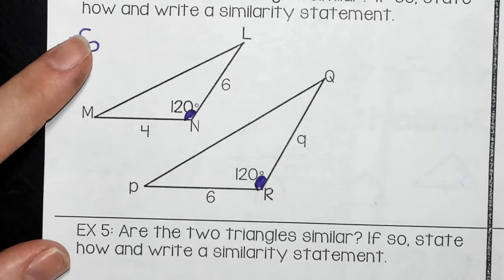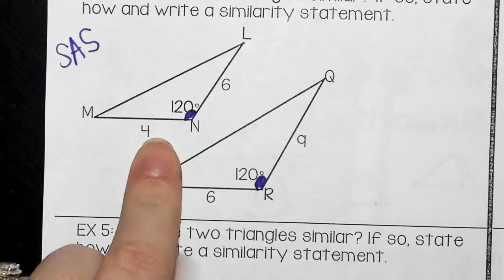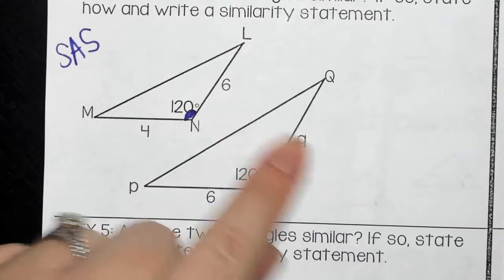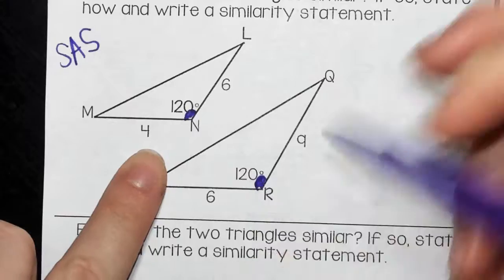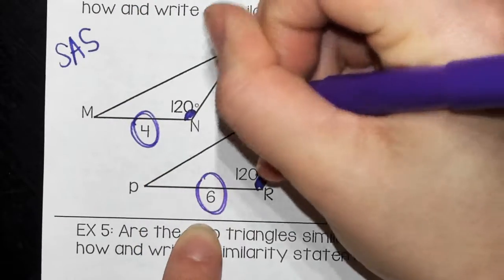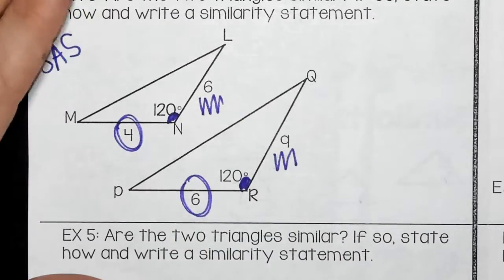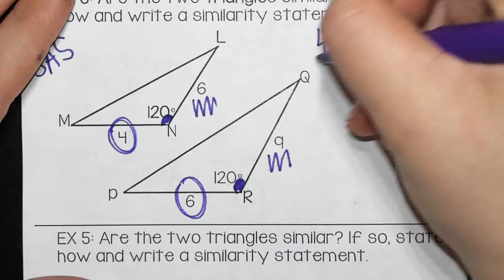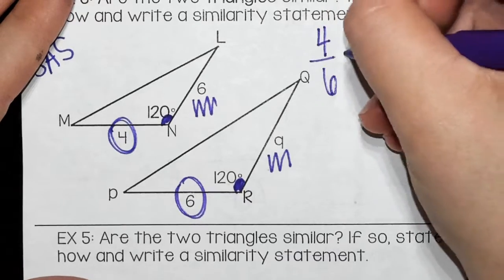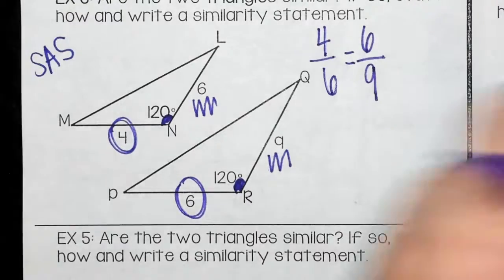So then PR is... Okay, all right, so remember, we need two sides to be proportional to two other sides and an angle sandwiched in between them. So 4 has to be proportional to 6, and 6 has to be proportional to 9. So let's set up a proportion. 4 is to 6 as 6 is to 9.